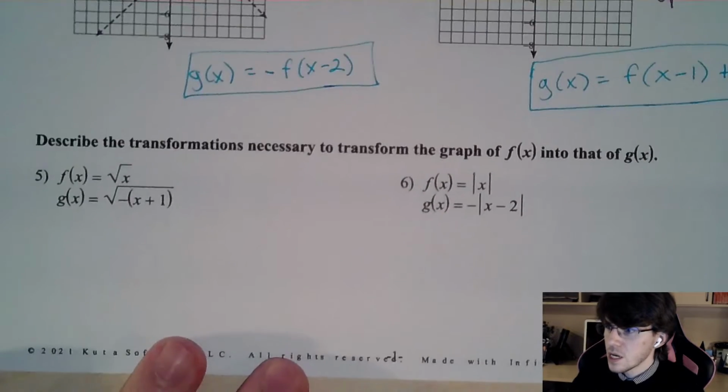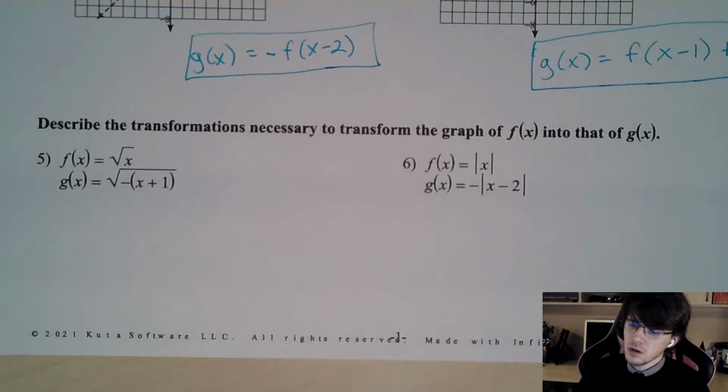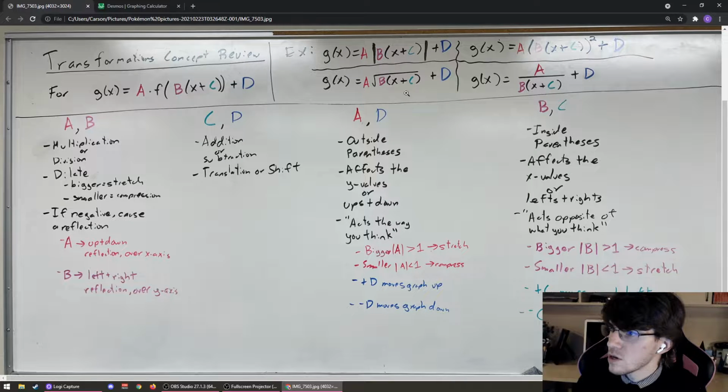Here we go. Describing the transformation. So here, it's the same exact idea as problems numbers 1 and 2, where you just have to use the English, but instead of having a picture, you have the algebra. So you got to figure out which letters are which, and this is where the top of the notes comes into play. So we see this square root function here.